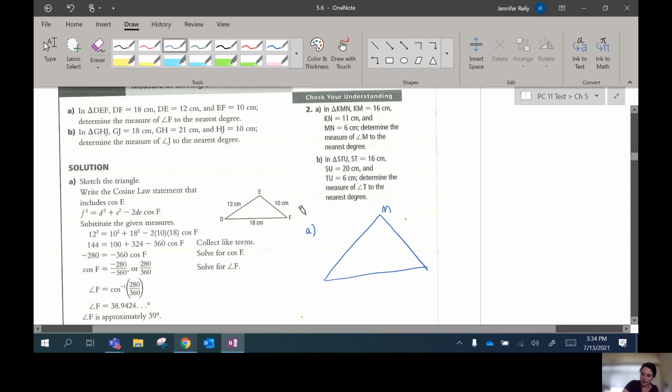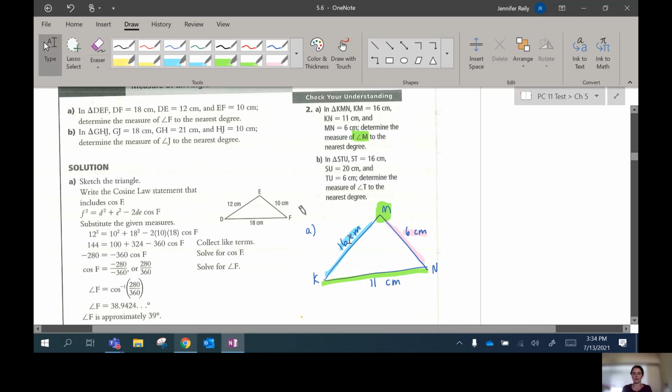MN is 6 centimeters. And you don't have to draw one that looks identical to mine. It just has to match what it's saying there. KM is 16. And 11. Okay. And we want to find angle M. That's the key. So the side across from it, that's going to be the C squared in the formula. That's going to be the 11. And then the other two sides are going to be your A and your B.